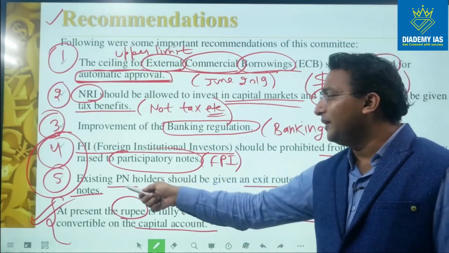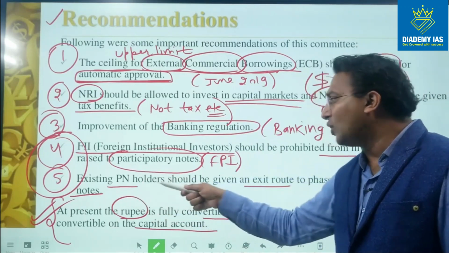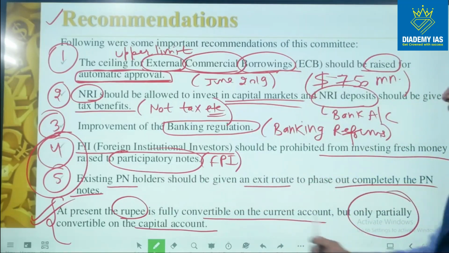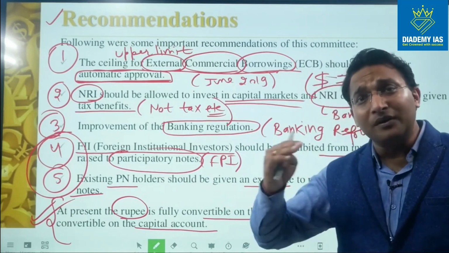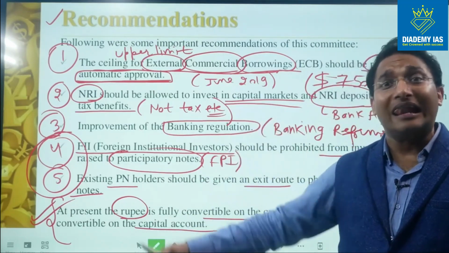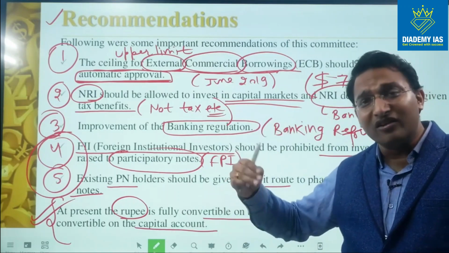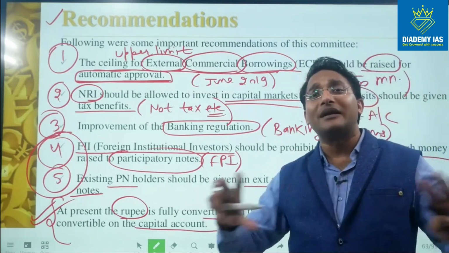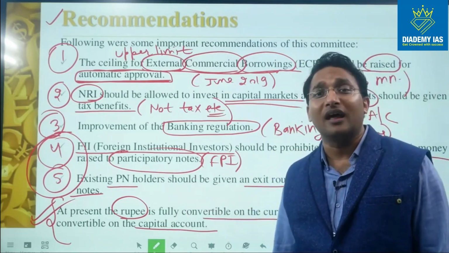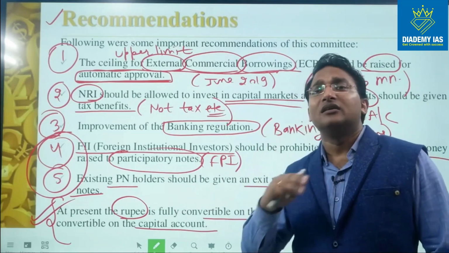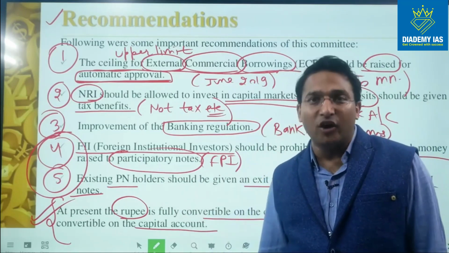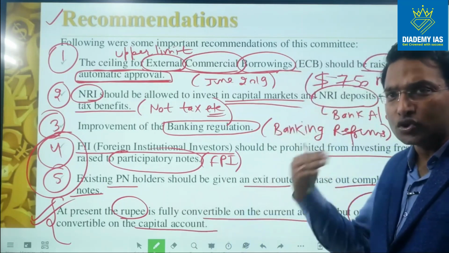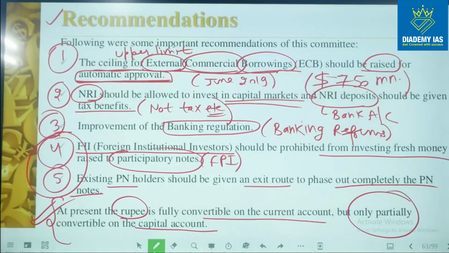Existing PN holders, PN means participatory notes, should be given an exit route to phase out the PN notes completely. So even the existing PN holders should sell. They should be given an opportunity. The point is that this PN note should be completely abolished. This is the point raised by the Tarapore committee. So the Tarapore committee says that we do not need any kind of risk. Please remove all kinds of risk before we can introduce fuller capital account convertibility, right?